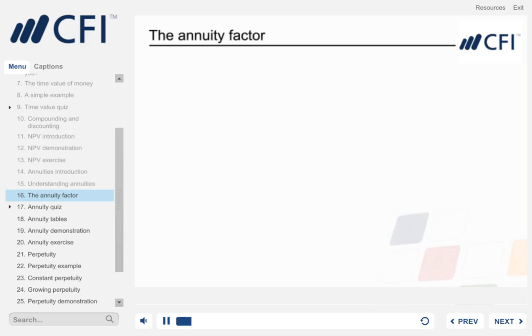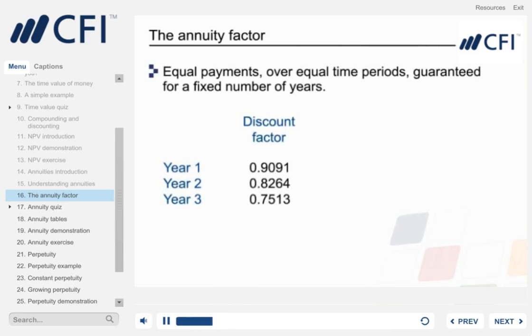If you sum these discount factors, what do you notice? Our 3 discount factors we get when we calculate the previous annuity are 0.9091, 0.8264, and 0.7513 for years 1, 2, and 3 respectively. If we add the discount factors, we get what is known as the annuity factor, in this case 2.486.